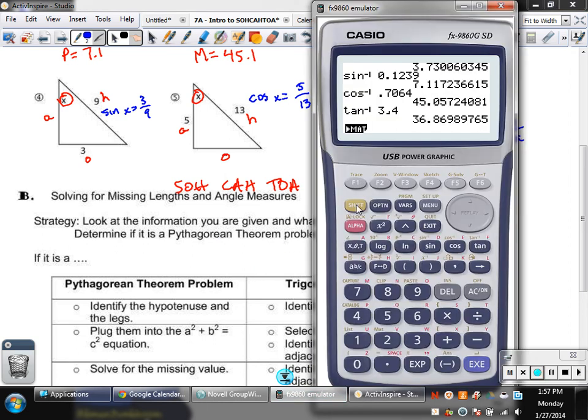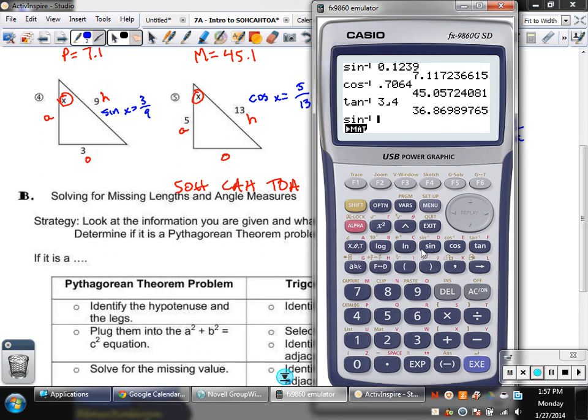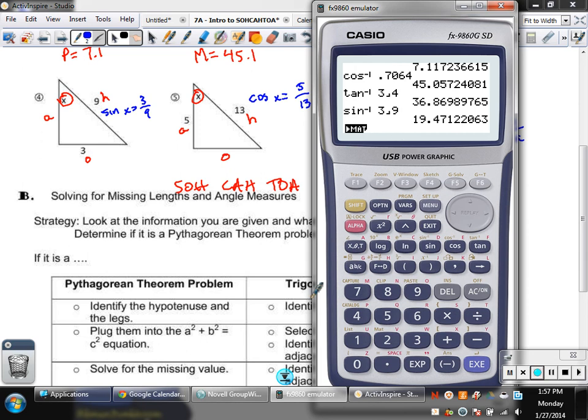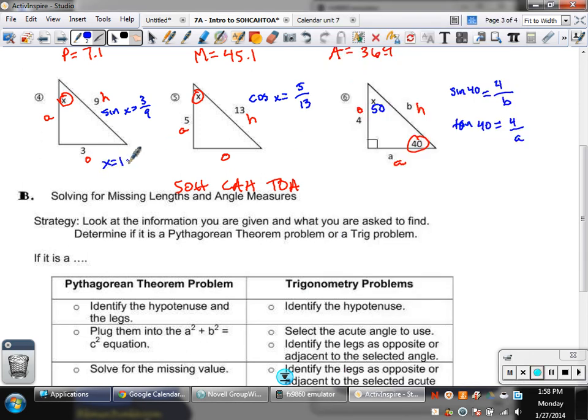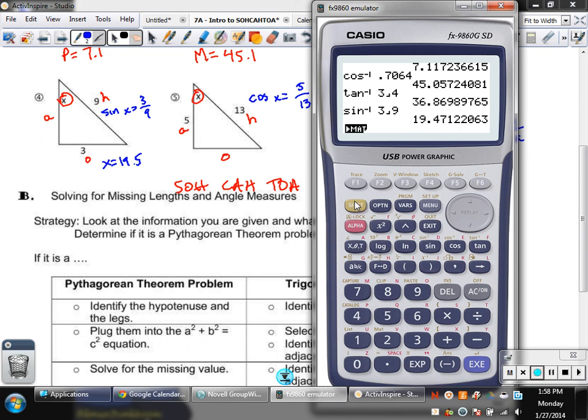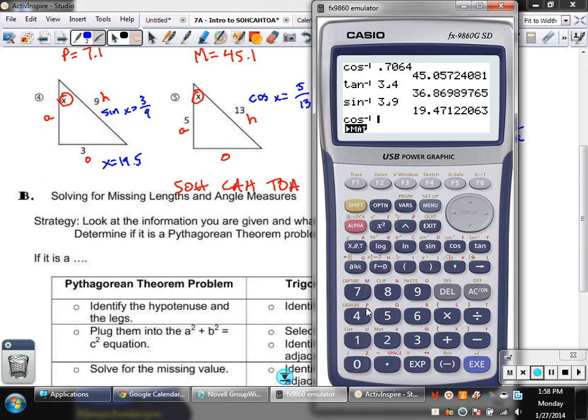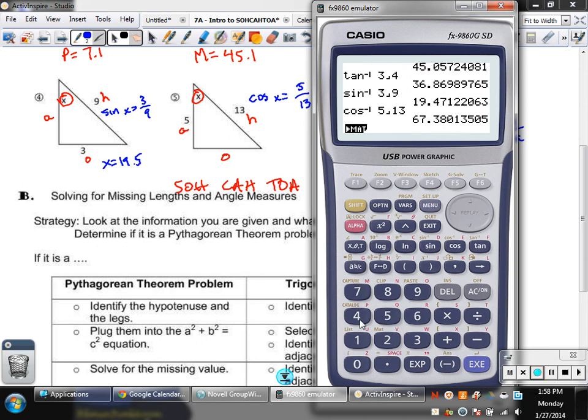When we're looking for the angle, that's when we're going to use the inverse function. So inverse sine, and then I'm going to put 3 fraction button 9, 19.5. So x equals 19.5. Okay. Over here it's 5/13. So again, because we're looking for the angle, it's shift cosine, and it's 5/13. And that is 67.4.